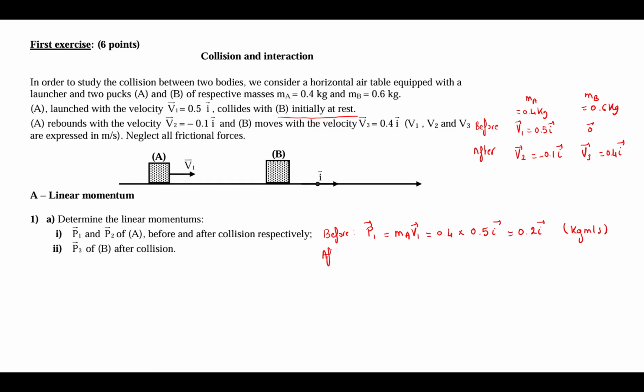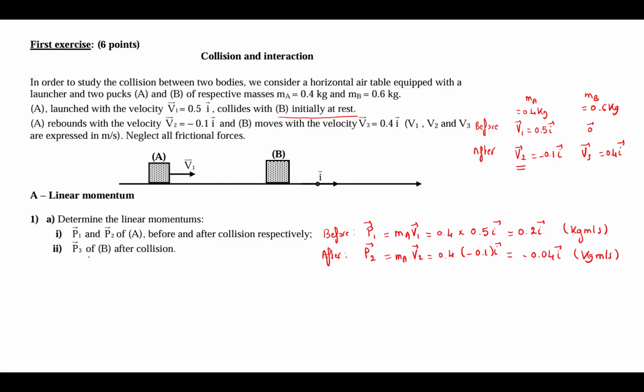For the after, we are also working with the system A. We have P2, so this is V2 here, equal MA times V2. So it's 0.4 times negative 0.1 I, which means it's equal to negative 0.04 I. Also, in kilogram meter per second, this is the magnitude.